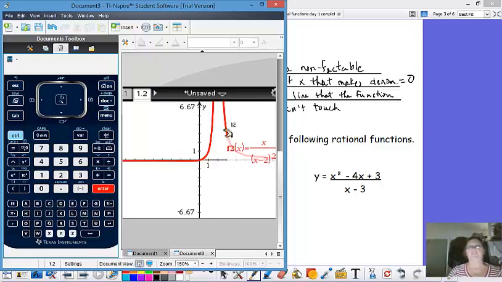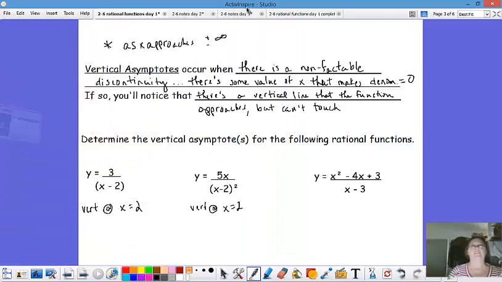If I were going to talk about the shape of this graph, to me this is that volcano graph. You can see that it shoots up to positive infinity on both sides of the line x equals 2. So a vertical asymptote happens there.